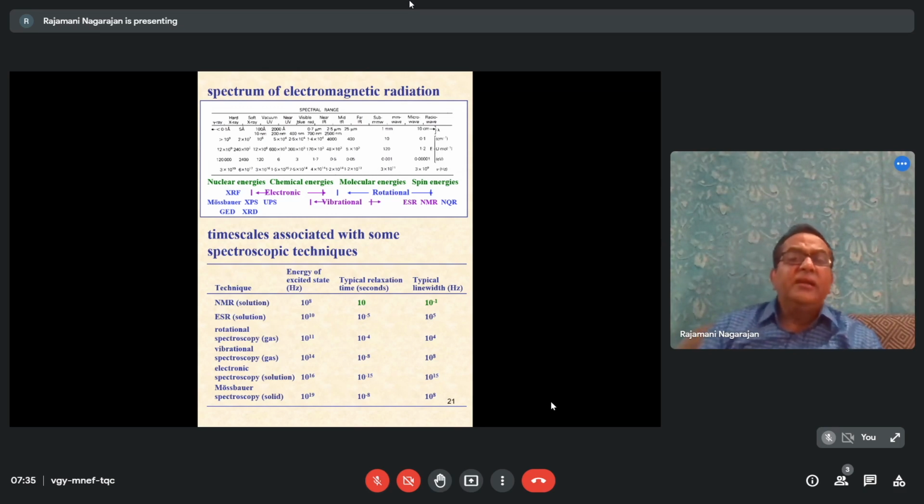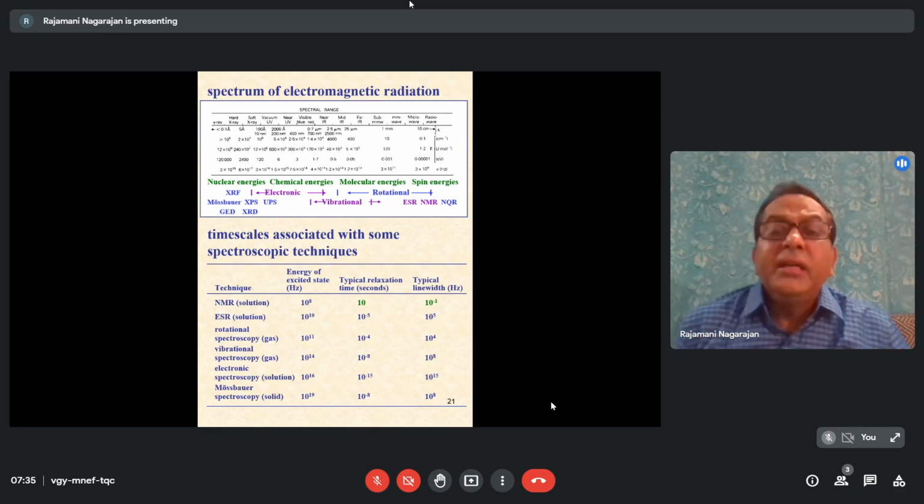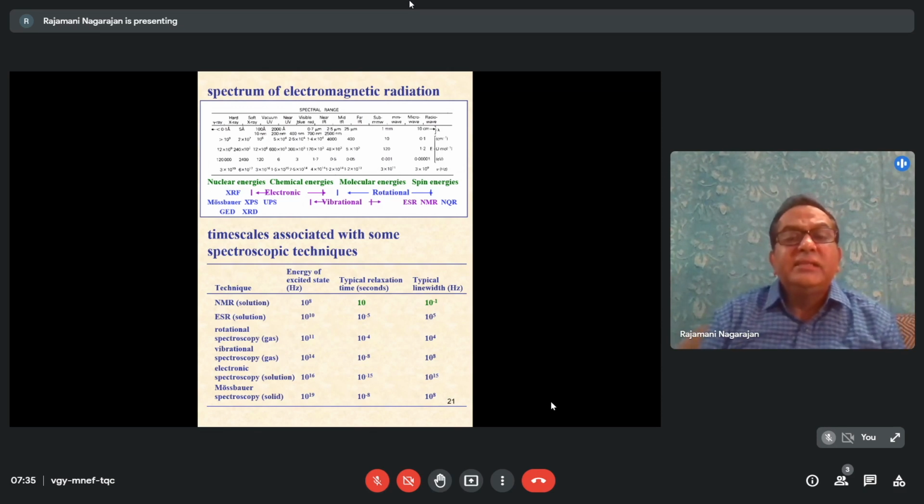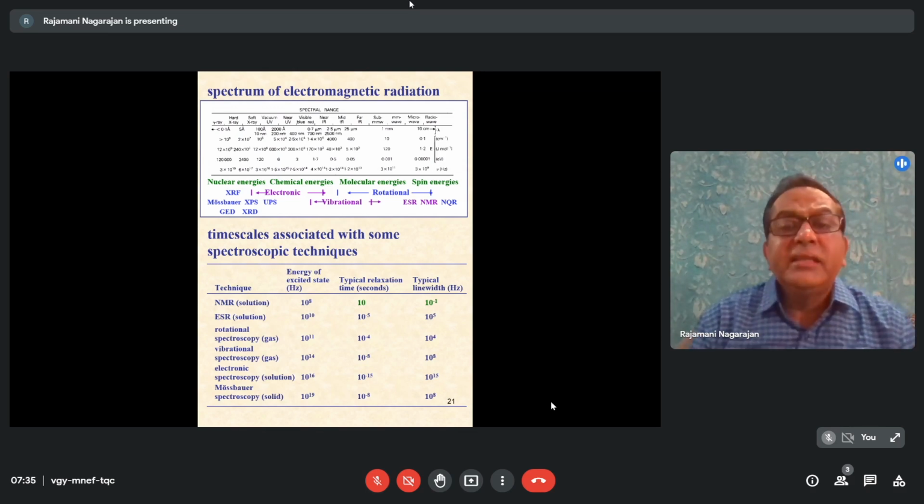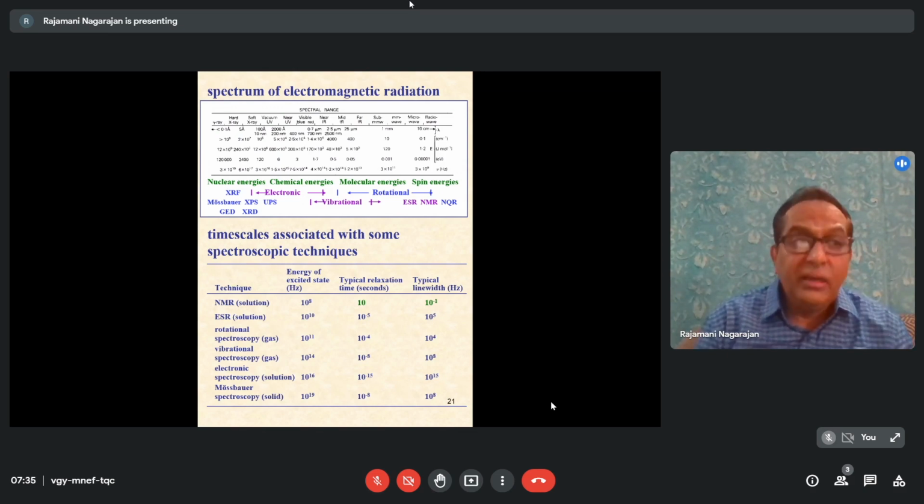in this slide. Suppose you are doing NMR of a molecule in a solution, the energy of the excited state in hertz is 10 to the power 8. Typical relaxation time is 10 seconds. Typical line width is 10 to the power minus 1. Okay. And if you do ESR, the energy of the excited state is 10 to the power 10 hertz. I've just arranged it in increasing order of excited state energy. And the typical relaxation time in seconds is 10 to the power minus 5. So you can imagine, it relaxes very fast. And typical line width is 10 to the power 5.